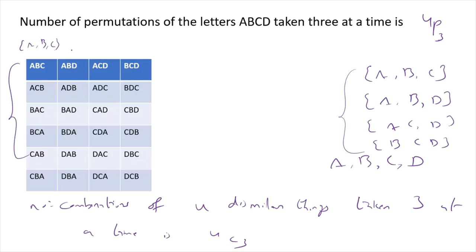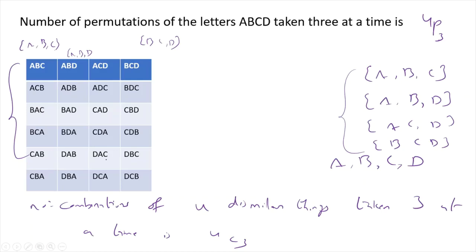Similarly, this combination ABD results in these 3 factorial permutations. The next one, ACD, results in the next 3 factorial permutations. Similarly, BCD results in these 3 factorial permutations. That means every set containing 3 elements results in 3 factorial permutations. Similarly, every set containing 4 elements results in 4 factorial permutations. If you understand this, then we can give the proof of nCr easily.